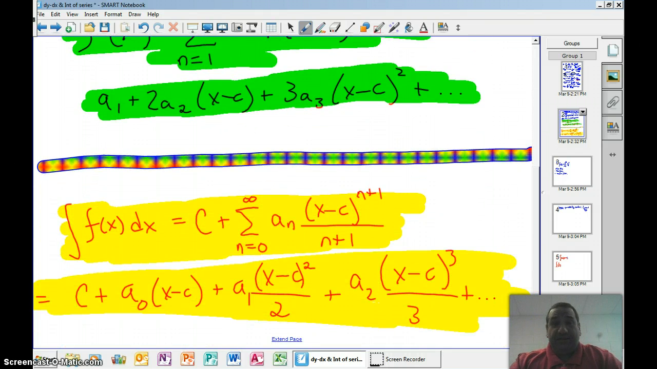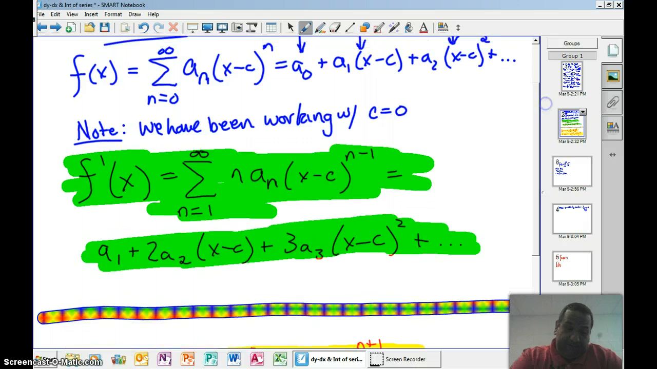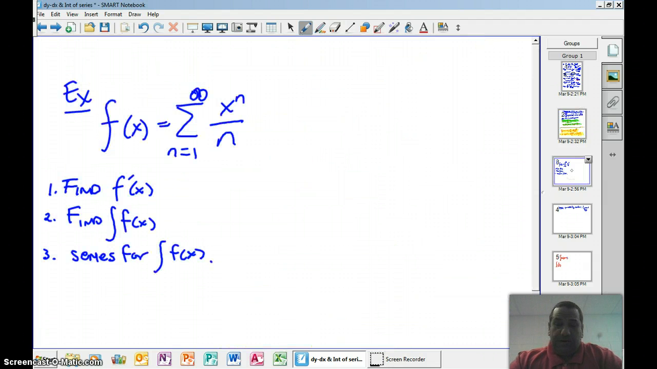Integration works pretty much the same way. If we integrate, we just add 1 to the power and divide by that new power. And we add a constant on the outside, or on the inside, doesn't matter. That constant gets added back. So it's basic power rules. If I take the integral of a1, I get a1 times x minus c. If I take the integral here, I get a2 times x minus c squared. So it works out.